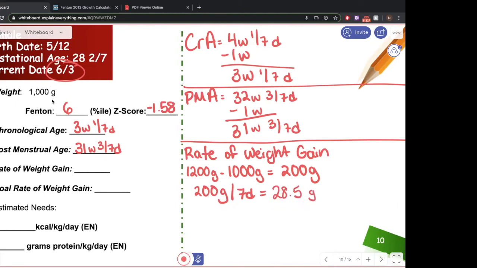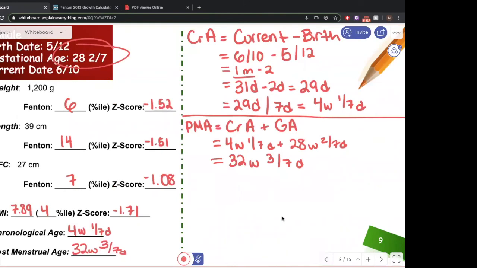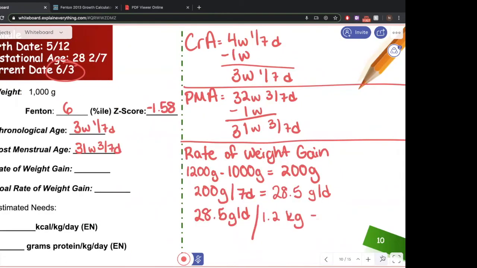28.5 grams per day. Now, contrary to the previous example, this infant is below the 40 weeks postmenstrual age, so the normative data will be in grams per kilogram per day. So to determine that value, we will just divide the grams per day by the current weight of the infant in kilograms, which will give us a total of 23.75. Will be rounded up to 24 grams per kilogram per day.